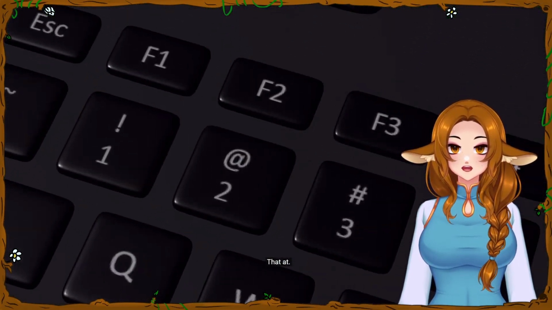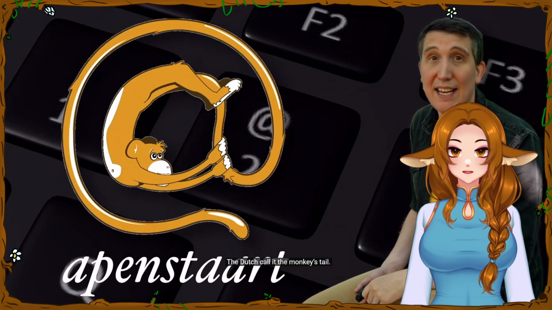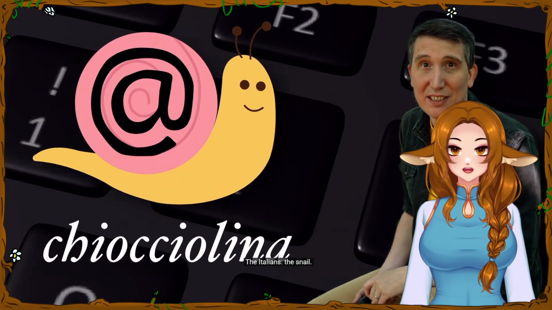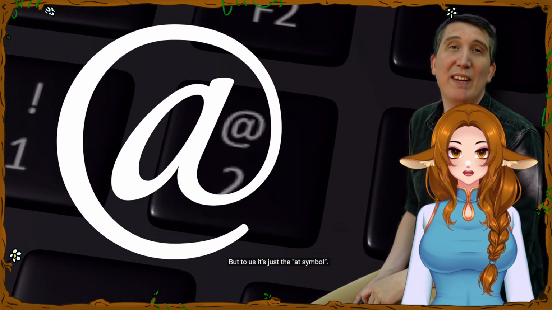The Dutch call it the monkey's tail. The Italians, the snail. But to us, it is just the at symbol. Why is it called at?